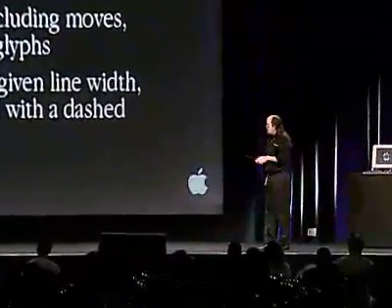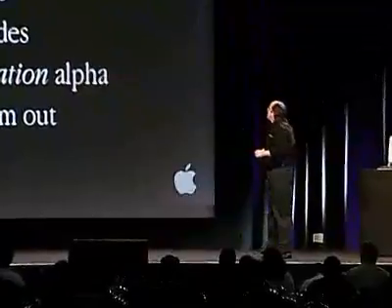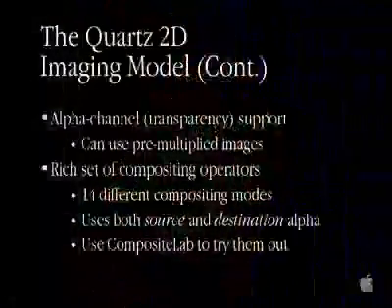Oh, receiver's all the way over there. Okay. The Quartz 2D imaging model also gives us alpha channel support, or transparency. We can use pre-multiplied images or not pre-multiplied images, depending on what you want to do for your performance considerations. And we give you a lot of different compositing modes. We've got 14 of them.